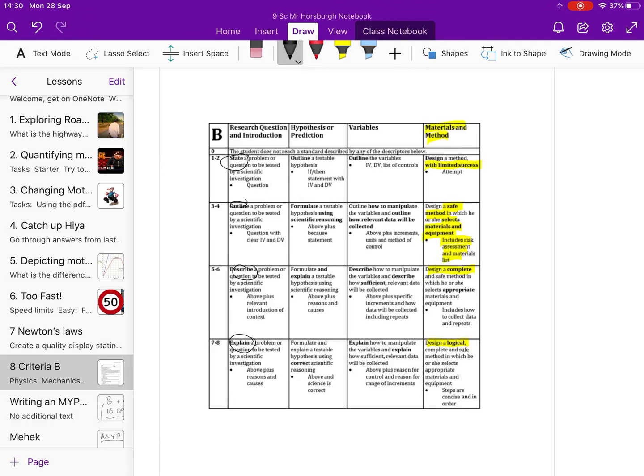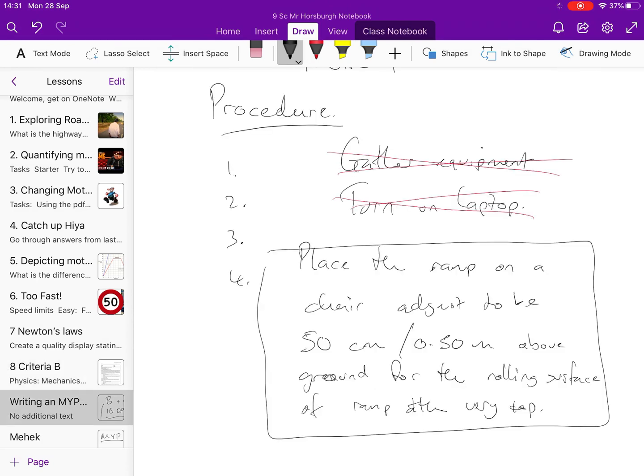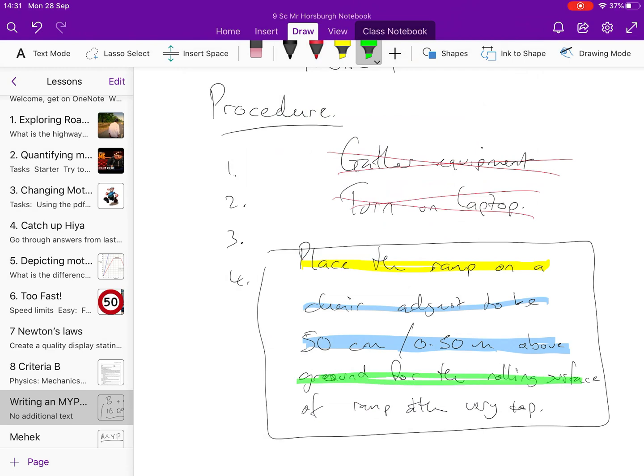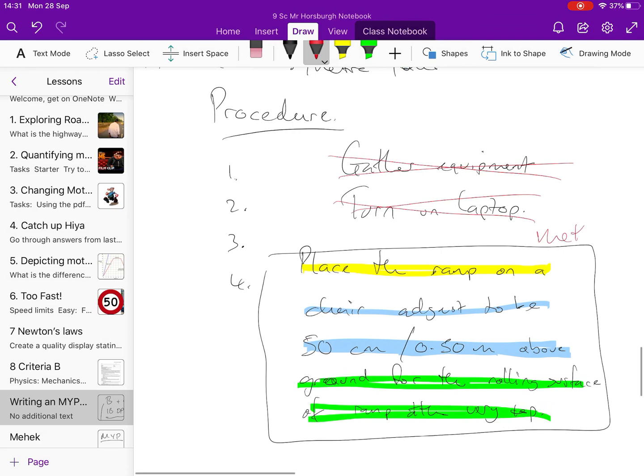Going back to our things, here we have a method, here we have a complete method, and here we have a logical method. So this first bit, place the ramp, that's probably a method. This makes it a complete method. And then this makes it a logical. So here we have method, complete method, logical method.